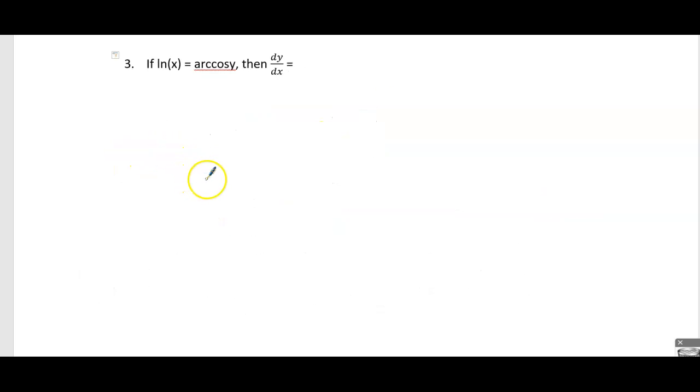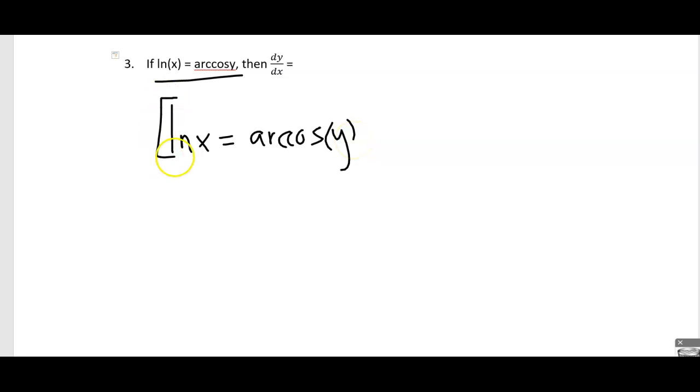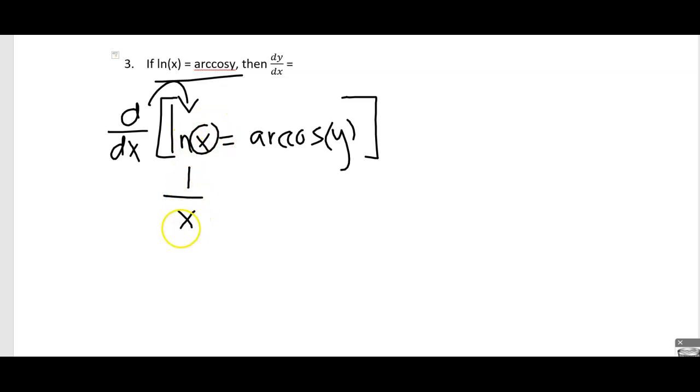All right, so we want to find the derivative of this expression here. So I've got ln of x is equal to arc cosine of y. Now this is an implicit function. So when you want to find the derivative of an implicit function, you take the derivative like you normally would. So the derivative of ln is 1 over the inside. And then the derivative of arc cosine is going to be negative 1 over the square root of 1 minus y squared.